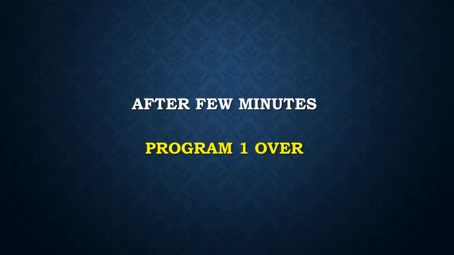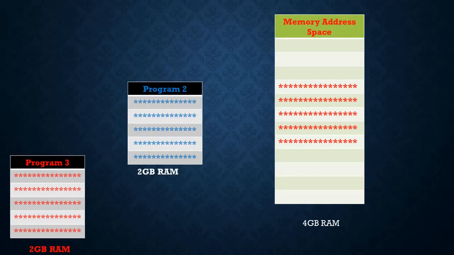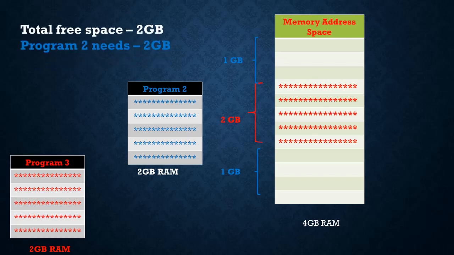And after a few minutes, program 1 is over. Now what happened? Program 2 is still running, but its address space is in the middle of the memory address space. And you can see you have 2 GB free space, but it is not continuous memory space. Therefore, program 3 can't load into the RAM. Now, the problem is even though I have free space, if it is not continuous memory space, then program 3 can't run.